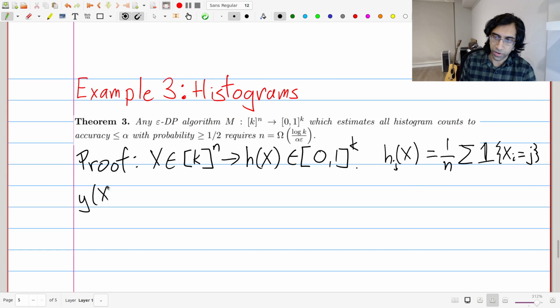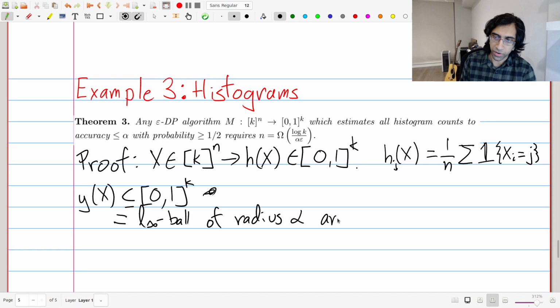say that let Y sub X, which is a subset of [0,1]^k, be sort of the space around h of X. In particular, Y of X is going to be the L infinity ball of radius alpha around h of X. So what I mean by that is essentially that Y sub j of X will be the interval which is equal to h sub j of X plus or minus alpha.